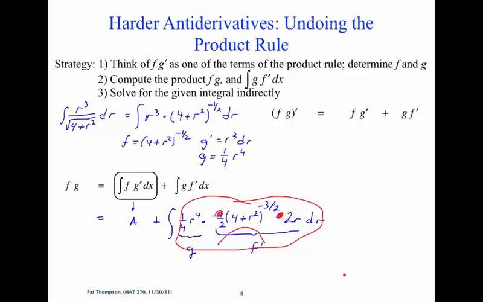So we're going to go back to our f and g setup, okay? All right, so what about switching them? If we switched them, that would be the next idea. So f would be our r cubed, and then g prime would be this. What about that? Does it work? What's the problem with that?